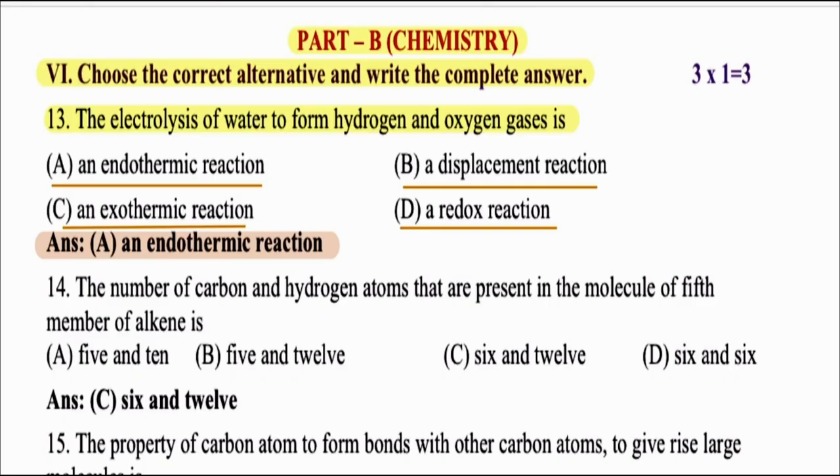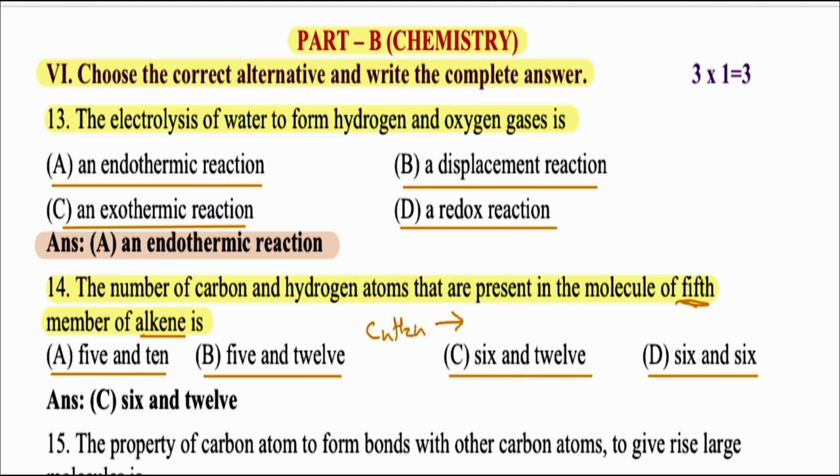Next, question number 14. The number of carbon and hydrogen atoms that are present in the molecule of fifth member of alkene. So they are asking about fifth member of alkene. The options are option A 5 and 10, option B 5 and 12, option C 6 and 12, and option D 6 and 6. So the correct answer is option C 6 and 12. Sorry. They are asking about alkene and fifth member, means alkene is CnH2n and fifth member means C5H10, so the answer will be option A 5 and 10.